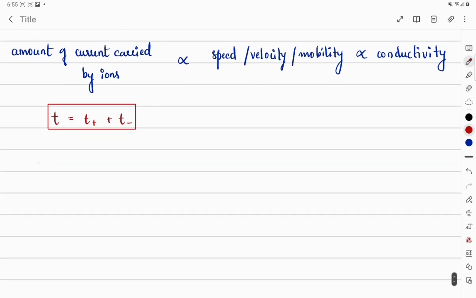Now you have to define separately what is t plus and what is t minus. The transport number of a cation or anion, that is the transport number of any ion, is the fraction of current carried by that ion. So first let's write the definition. Transport number of any ion is the fraction of current carried by that ion.